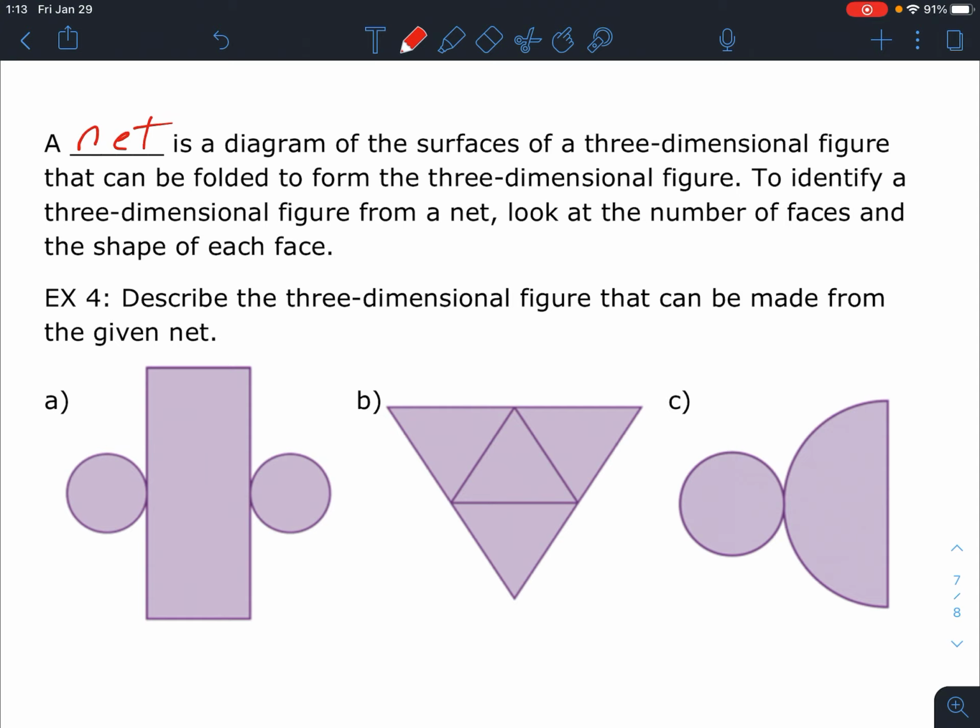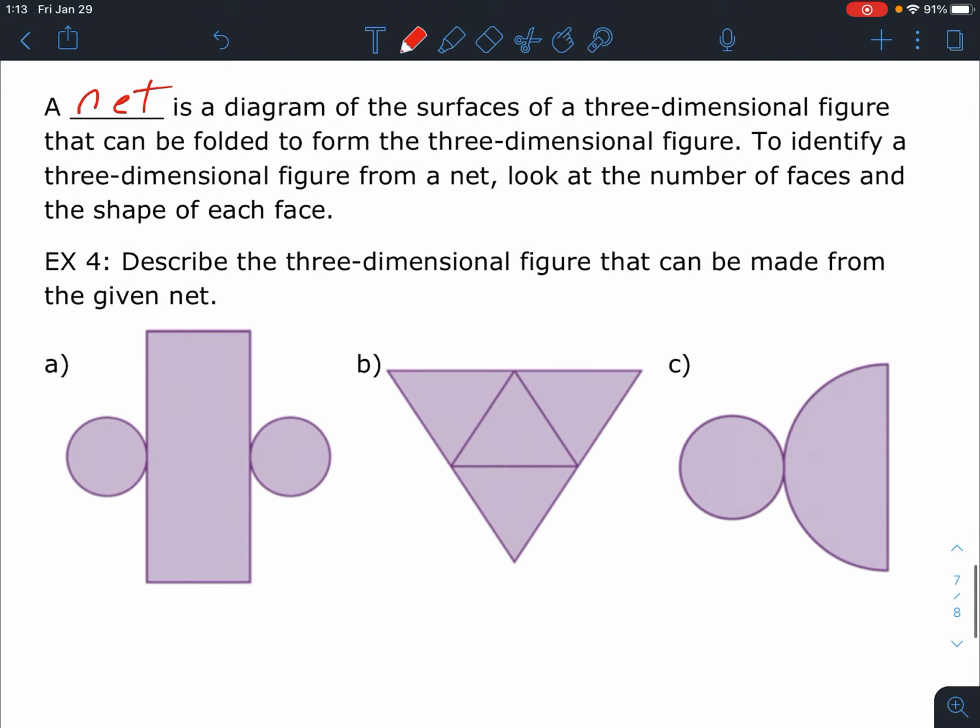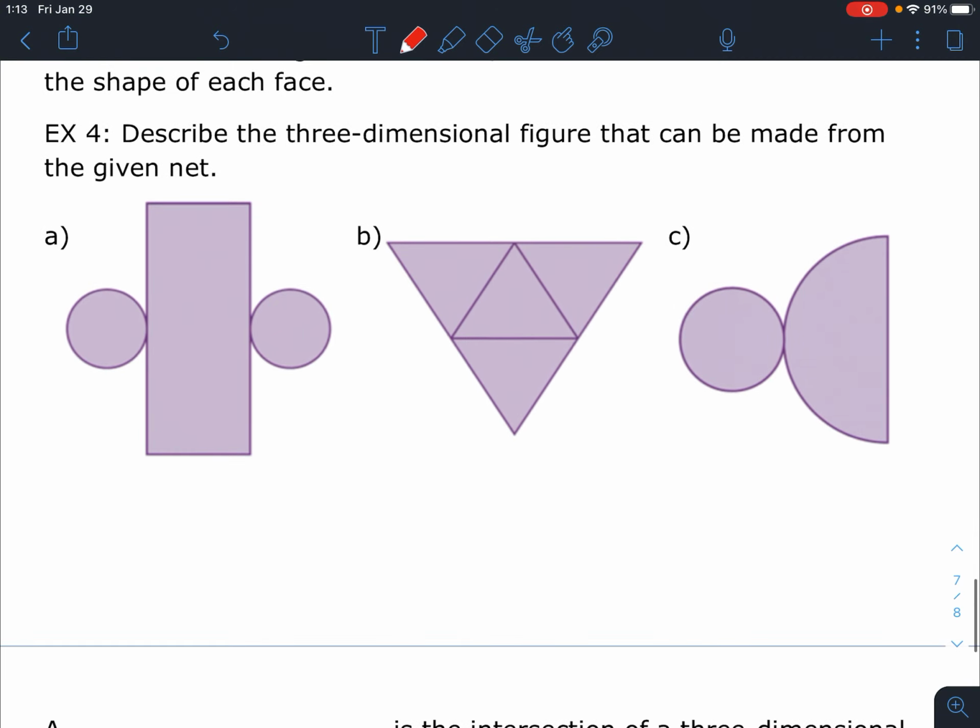Okay, so here we have a couple nets. We want to identify what they are if we put them back together into a three-dimensional figure. Some of them are a little bit easier than others. For example, 4A, that one should be pretty obvious, with two circles for bases and a rectangle that wraps around those circles. This would be a cylinder.